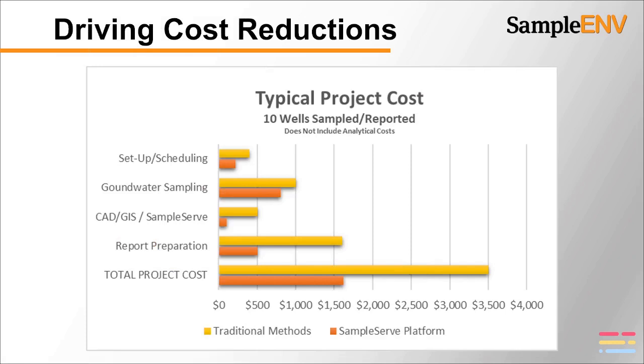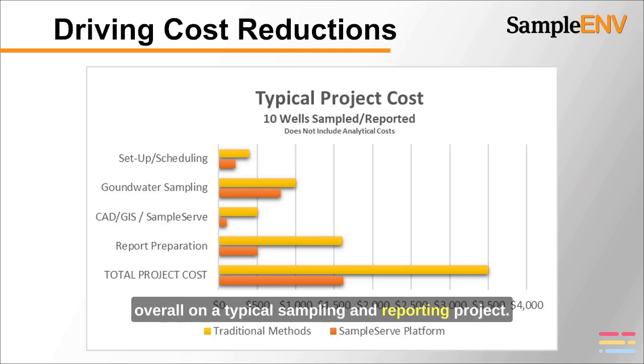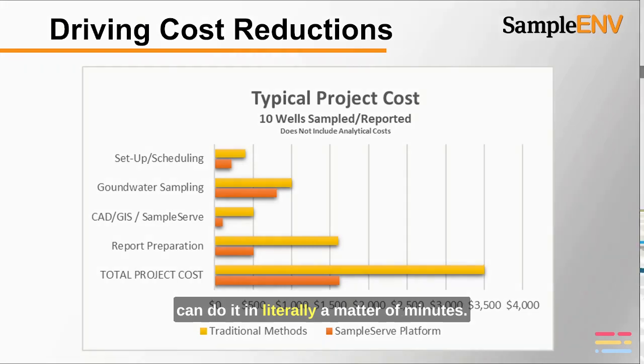And then we can actually reduce costs on every category of work. So what that means is that ultimately you're saving about 40 to 60% of your costs overall on a typical sampling and reporting project. We save you on project setup, sampling, AutoCAD, graphics, and then mostly on the report preparation, all those graphics. That's where the biggest cost savings is, because we can do it in literally a matter of minutes.